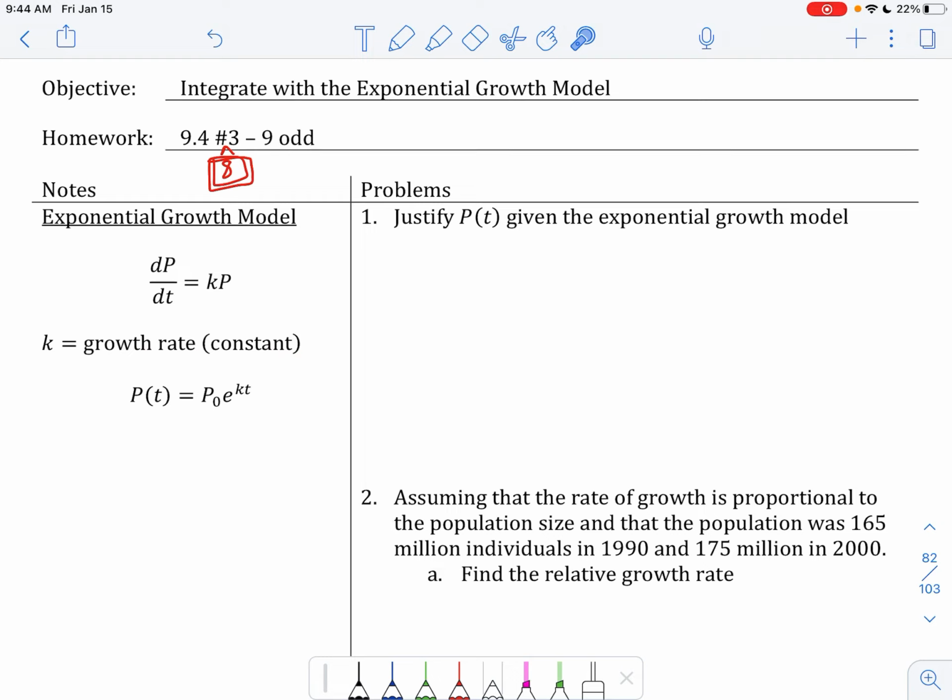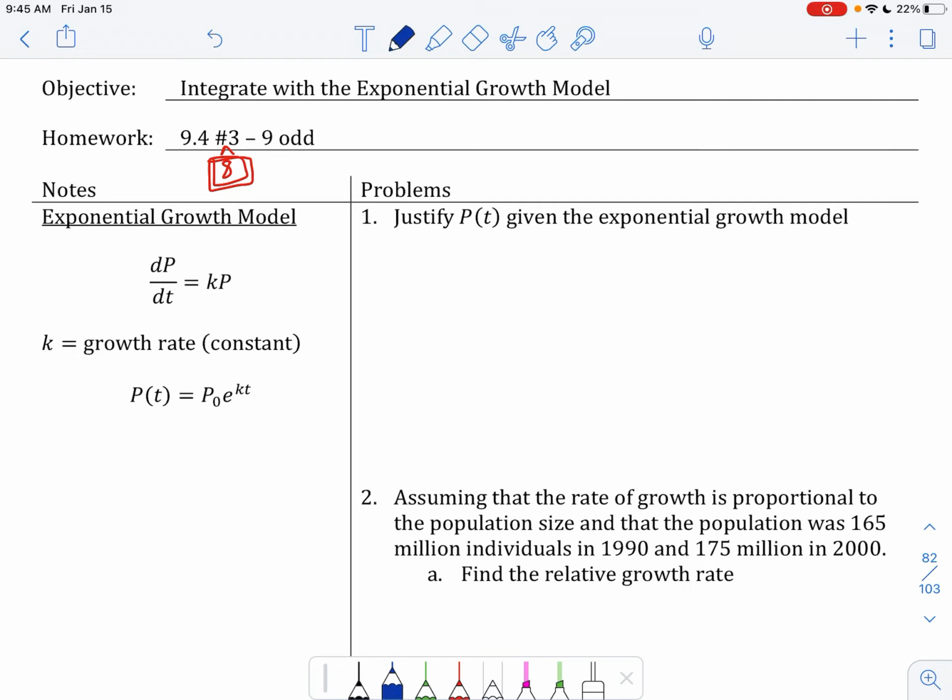If you have memories from pre-calculus or one of your biology classes, you'll also remember that exponential growth is population in terms of time: P(t) = P sub 0, the initial population, times e to the kt. These two are the same idea. They are interchangeable, and it's really helpful to recognize that these two operate in the same way.